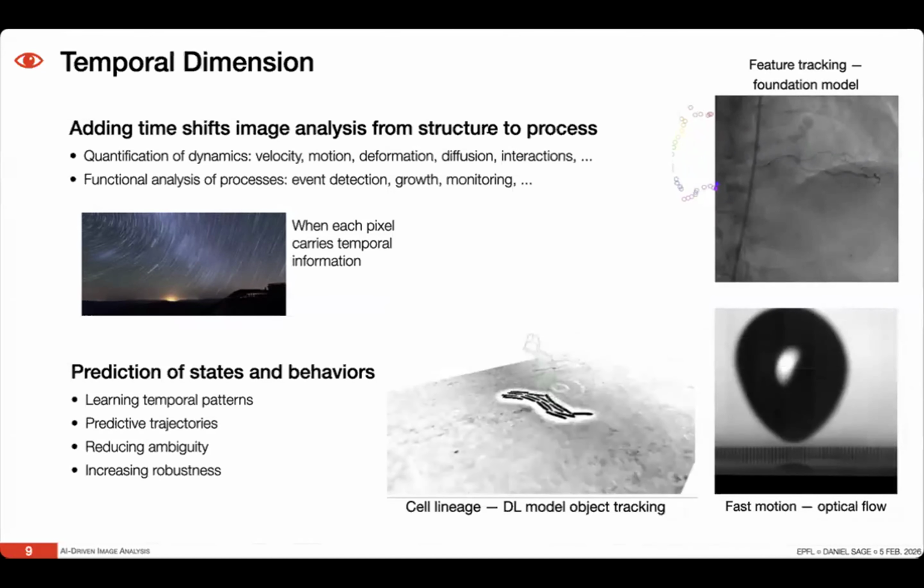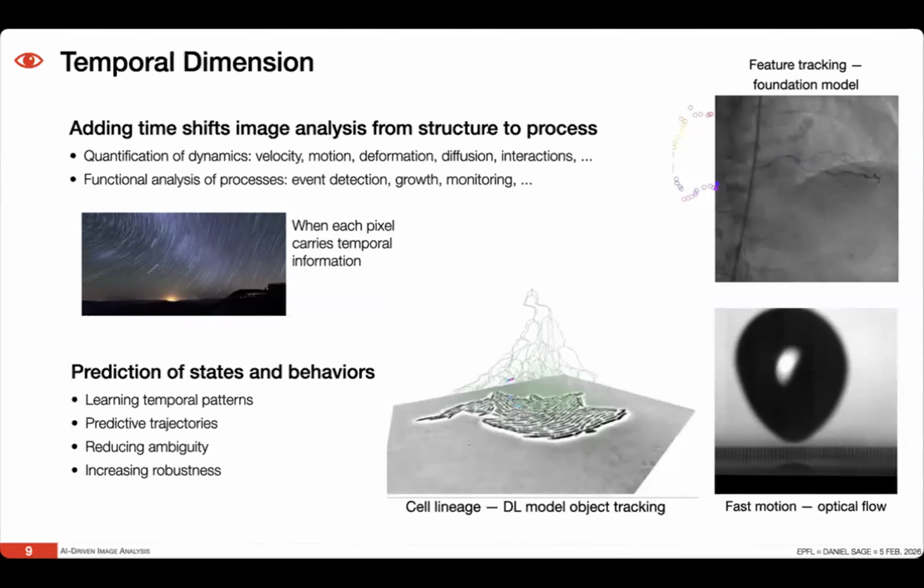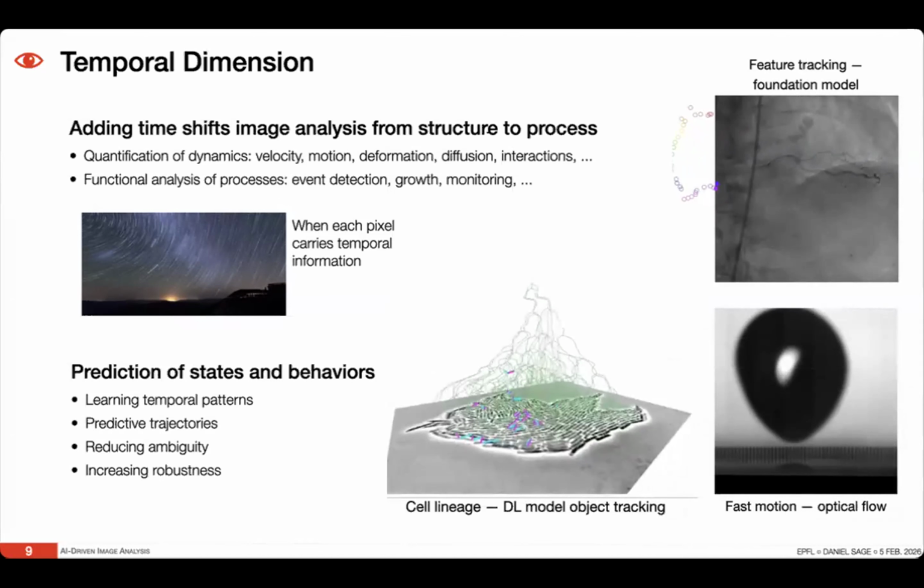Here it's object tracking. Here we detect bacteria in the phase contrast images, and then we detect each of them. We track them using also a deep learning model to create, at the end, the cell lineage. So that's a full example of what we have with this temporal dimension.